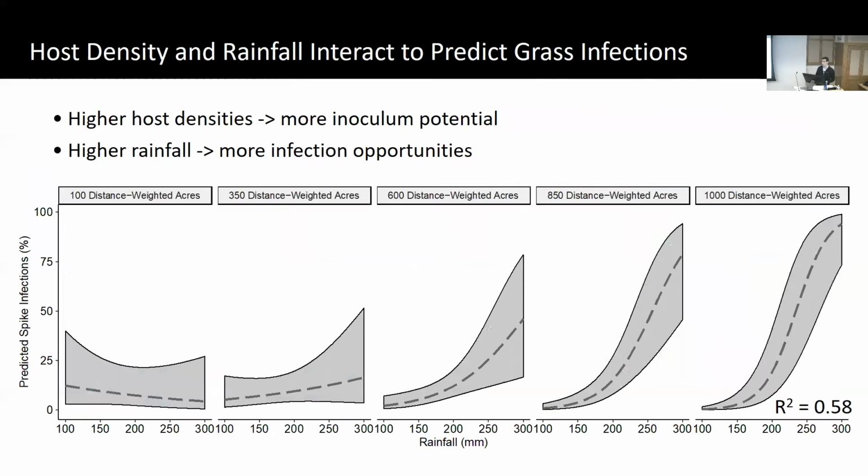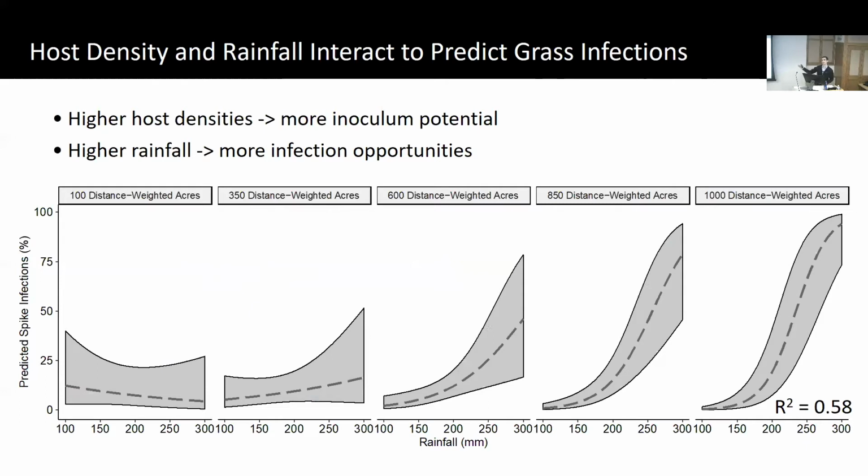So the output from our model of grass spike incidence suggests that both density and rainfall are required for grass infection, which makes good biological sense, and this corresponds to higher inoculum production as well as the environmental conditions that would be conducive to disease. The plots on this slide show 95% confidence intervals around predicted pathogen incidence rates. The x-axis is your cumulative rainfall estimate, and the y-axis is the percent of predicted spike infections.